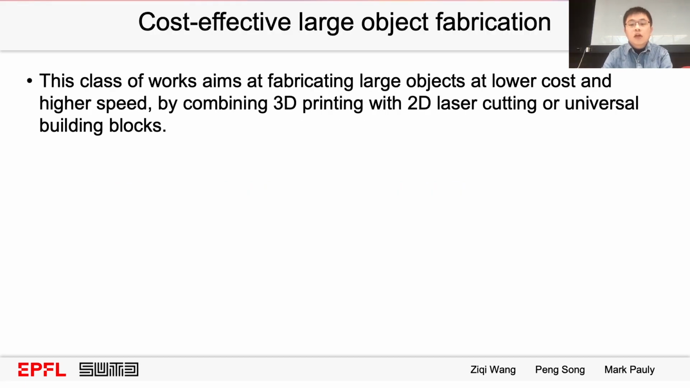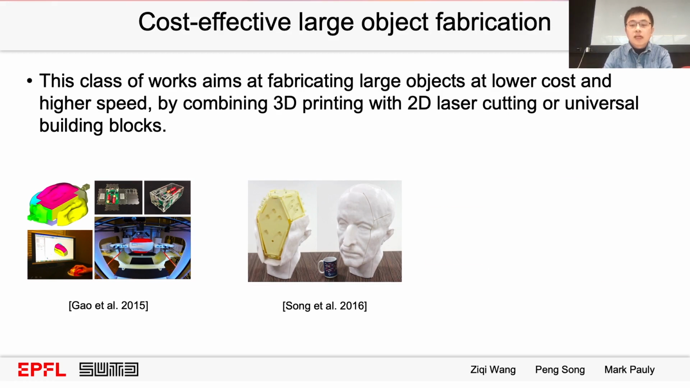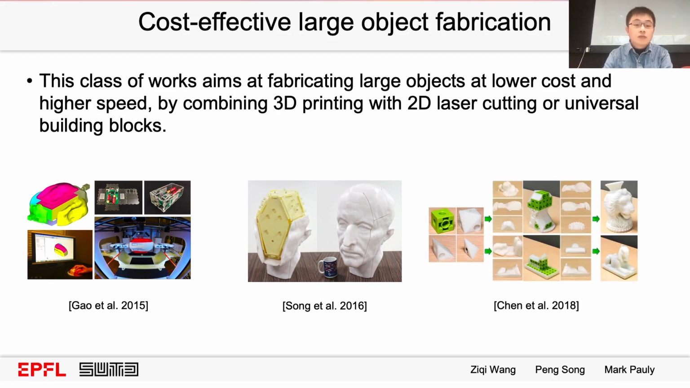The first application of mixed fabrication is to make large functional objects cost-effectively. Like these 3 projects, which try to fill the internal space of a 3D printing model with elements that are easy to make. In the left paper, Gao and their colleagues used laser-cut cuboids to make a customized mouse, while in the middle figure, Song and their colleagues used interlocking laser-cut polyhedra to save printing material and time. And in the right figure, Chen and their colleagues used prefabricated universal building blocks to fill the input shape's interior, which has better performance compared with Song's work.